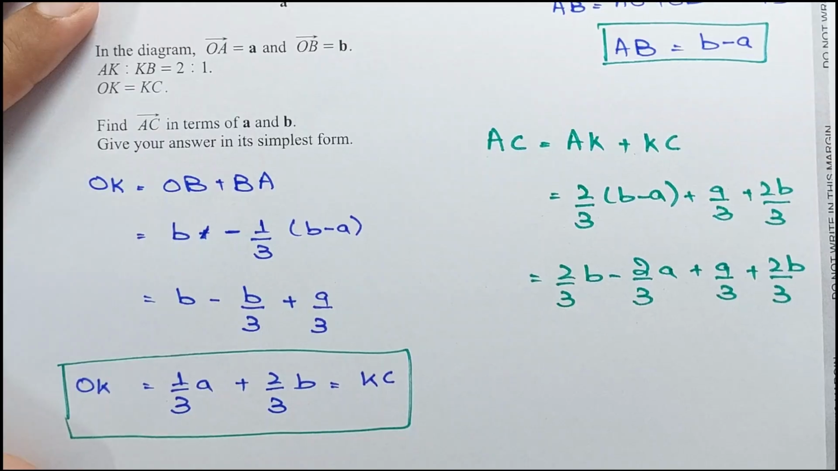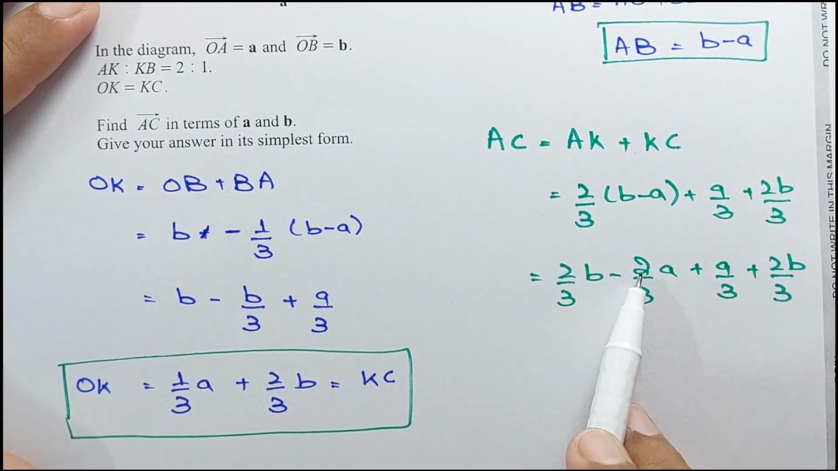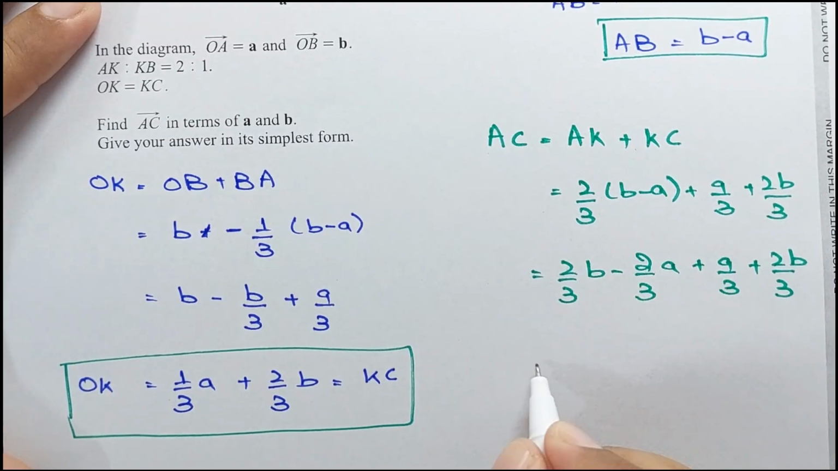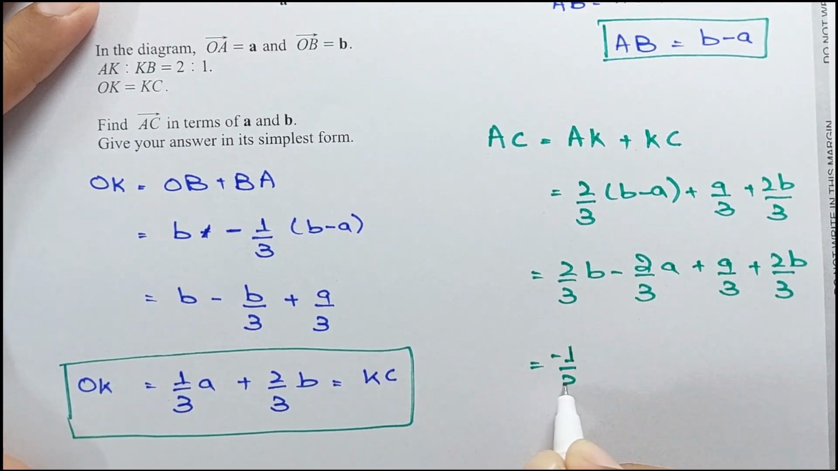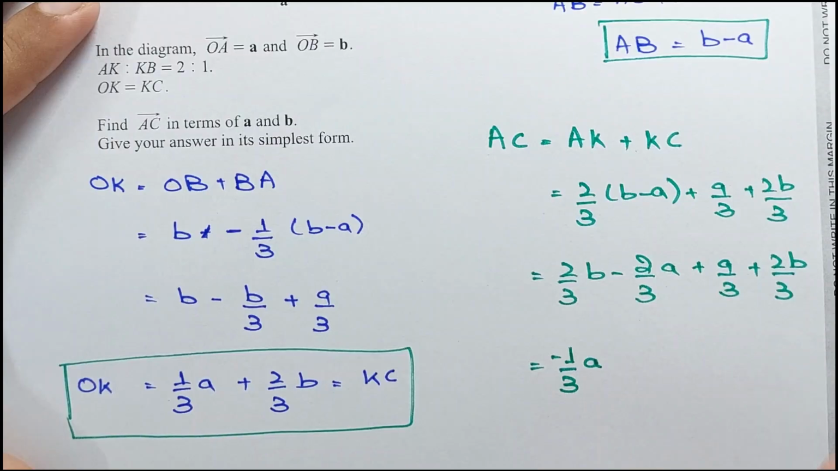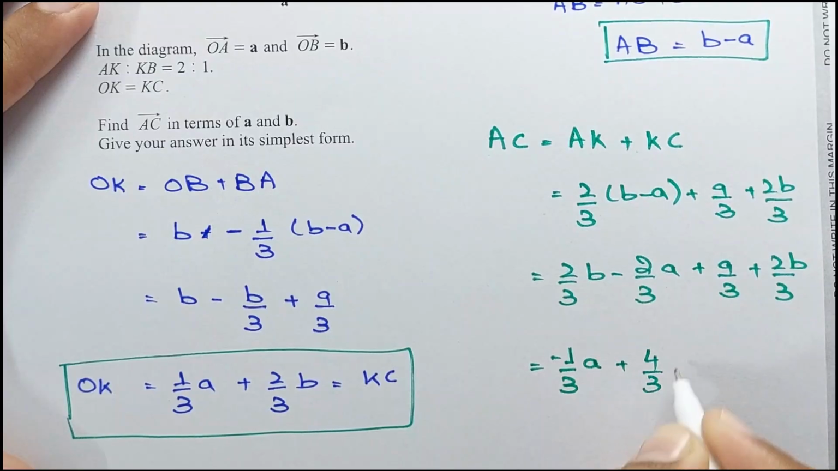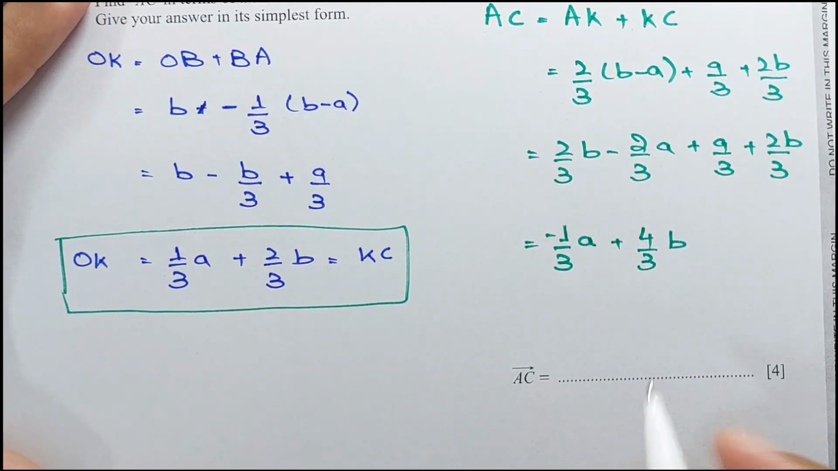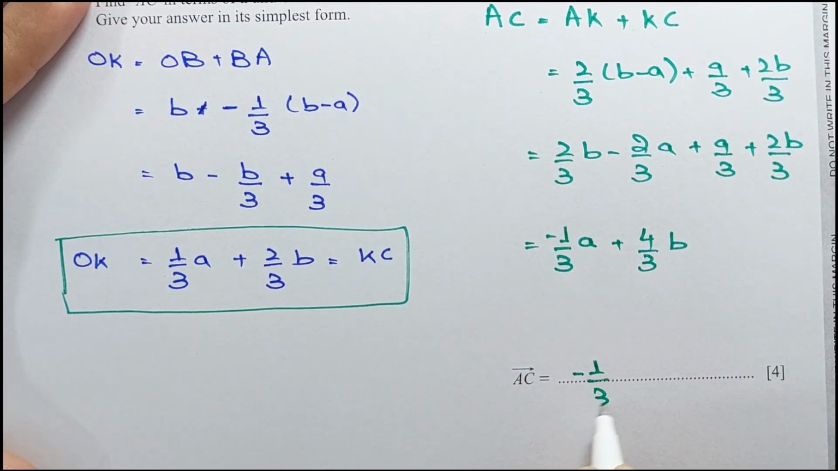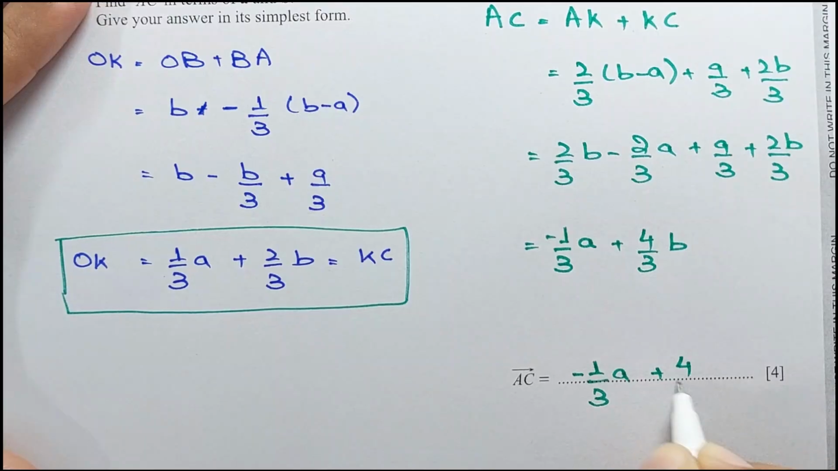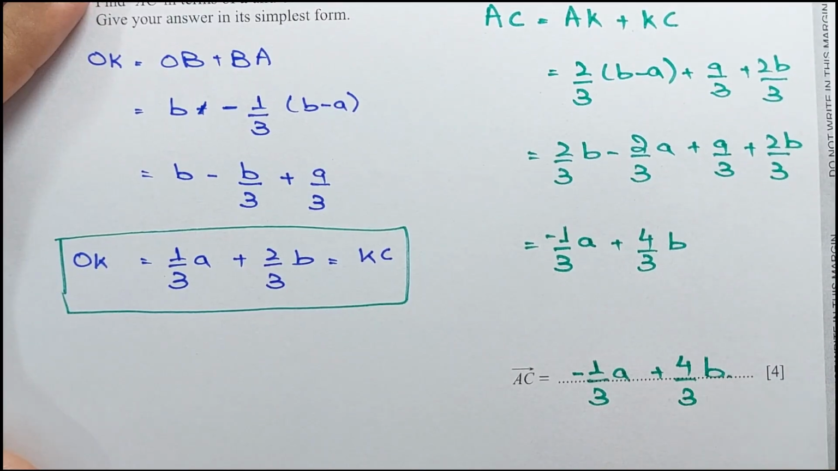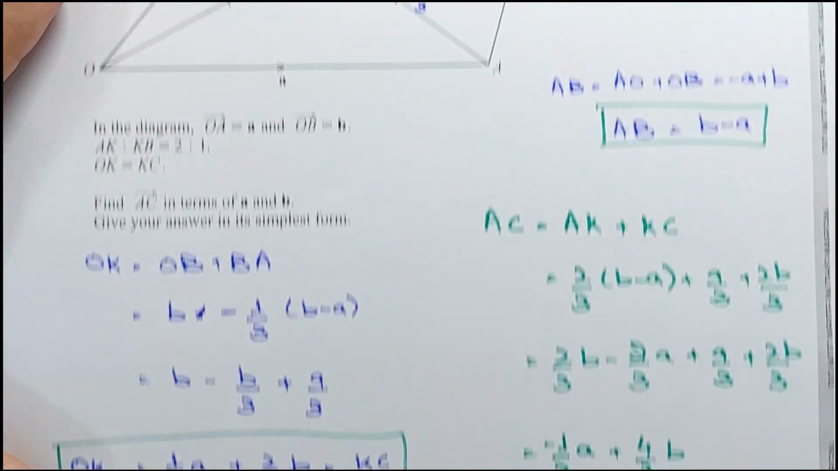Okay. Now the a coefficients are minus 2 and 1, and the denominator is 3. So minus 2 plus 1 is minus 1 over 3 a. And the b coefficients are 2 by 3, 2 by 3. 2 plus 2 is 4. So 4 over 3 b. So AC is negative 1 over 3 a plus 4 over 3 b. So that was the last question of our paper.